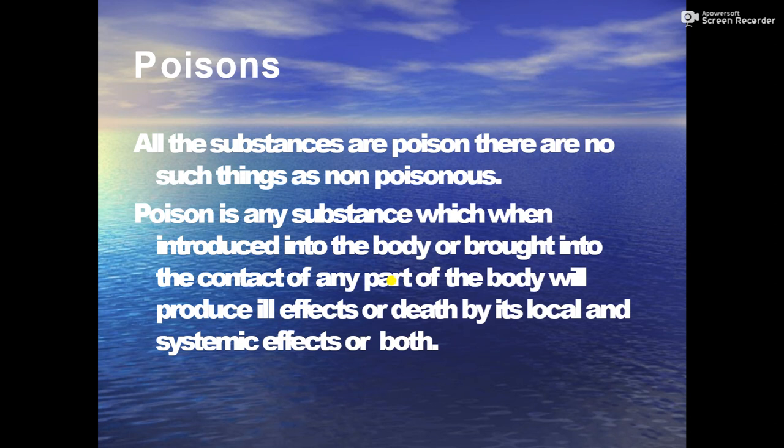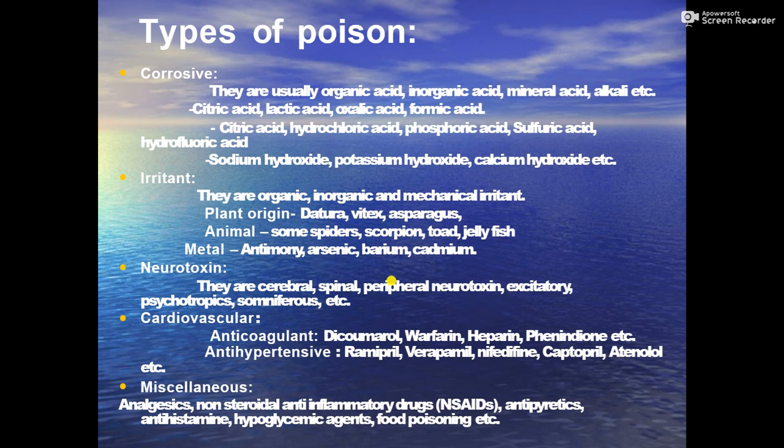So whenever certain substances come in contact with your body, they will produce some negative effects, or they may produce obnoxious or unwanted effects. That effect may be local or it may be systemic. You know, there are different types of poisons.